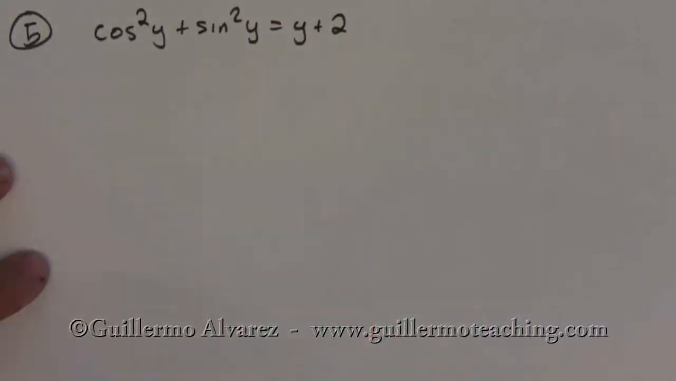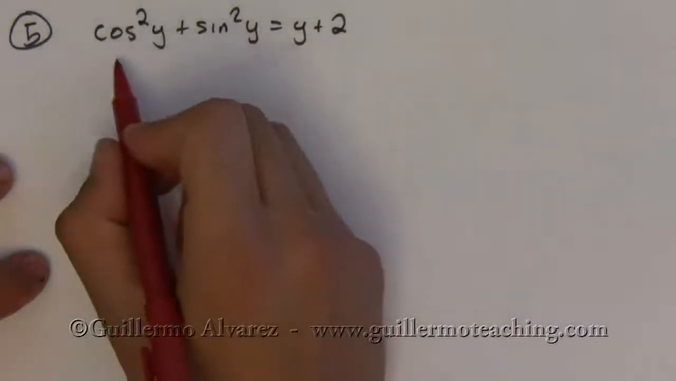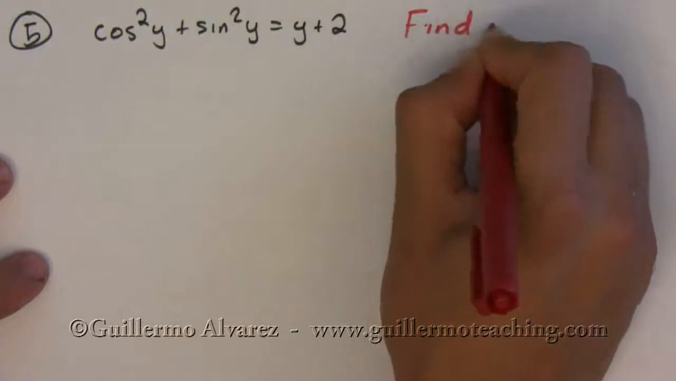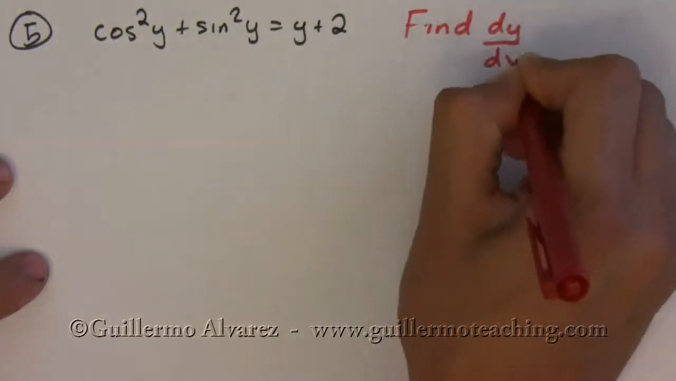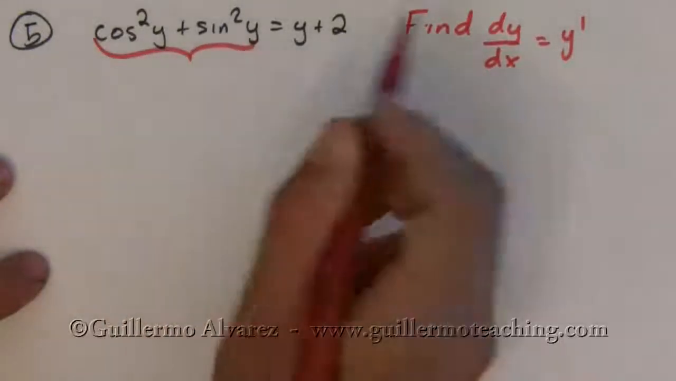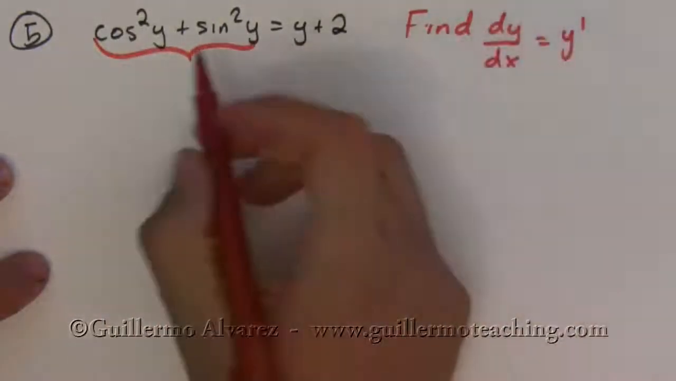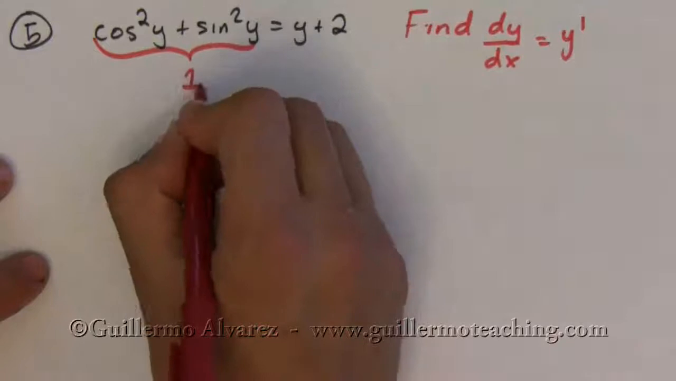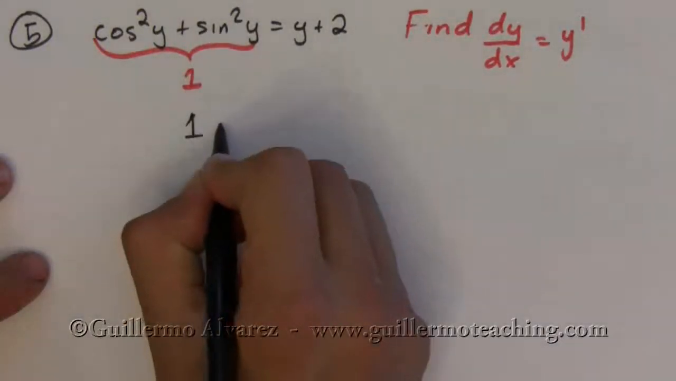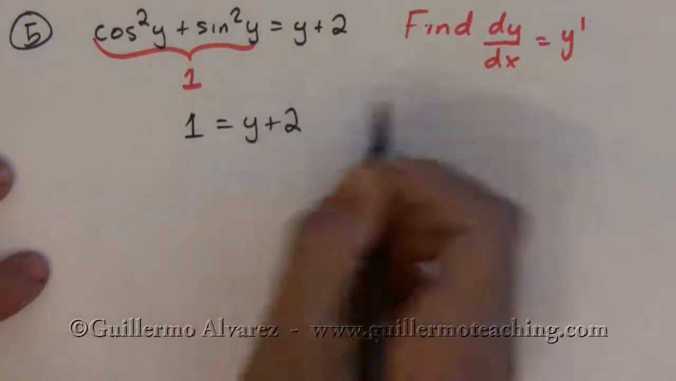This one is kind of a trickster because we want to find dy over dx or y prime. And so here we'll notice what's cosine squared plus sine squared. This is just equal to 1. That's the Pythagorean identity. So really this is equal to 1 equals y plus 2.